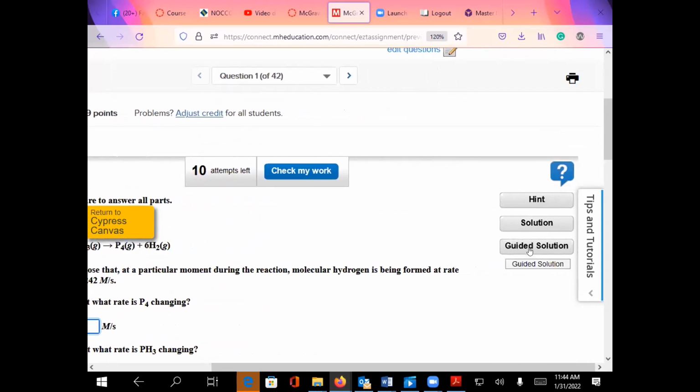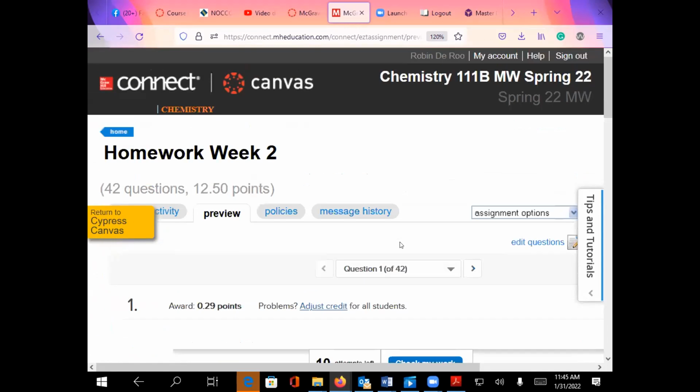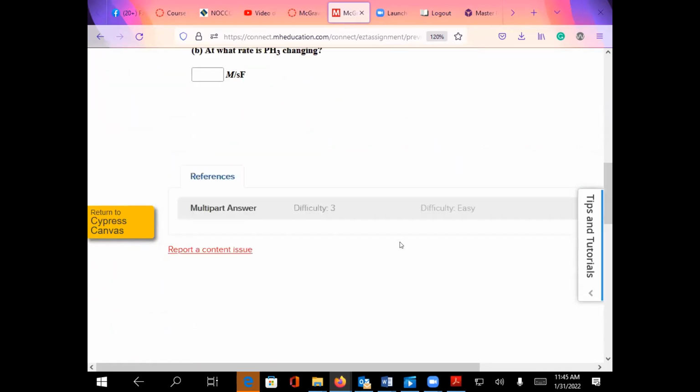Oh, there's also a guided solution. I think I like the solution better. And now, okay, so I looked at the solution and I can do another version. Ta-da! Look at that. And I have 10 attempts on this version. So they let me do another version. I still have 10 attempts. So yes, wonderful. And then I go to the next question.